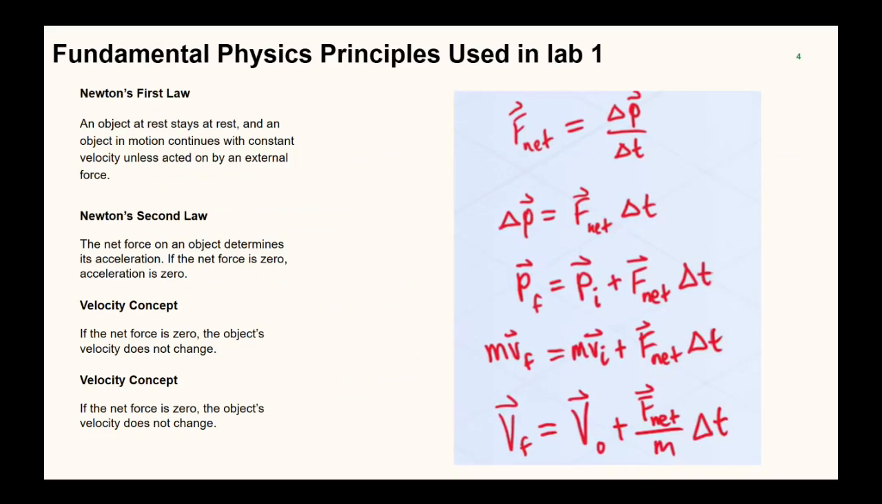The net force on an object determines its acceleration. If the net force is zero, the acceleration is zero. Velocity concept. If the net force is zero, the object's velocity does not change. And we derived F net equals dp over dt into the velocity update formula.